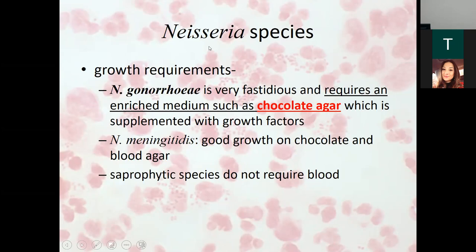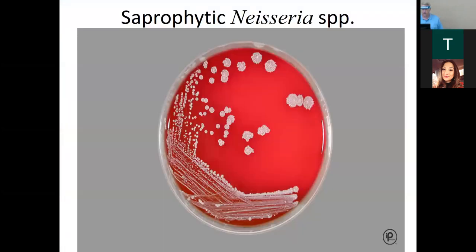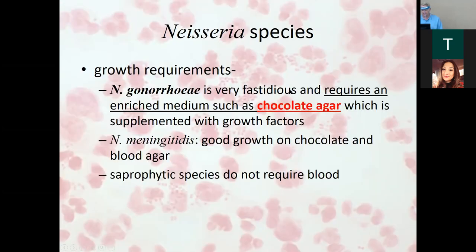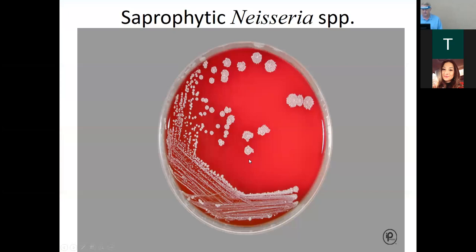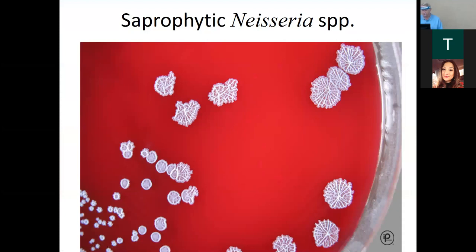Saprophytic Neisseria does not require blood. We won't worry about the saprophytic, it's a different name. But we're going to see better growth where? Chocolate agar, remember that, okay? Here's the saprophytic. It's growing on blood. I think that's blood agar, right? Looks like it. It's pretty cool looking.